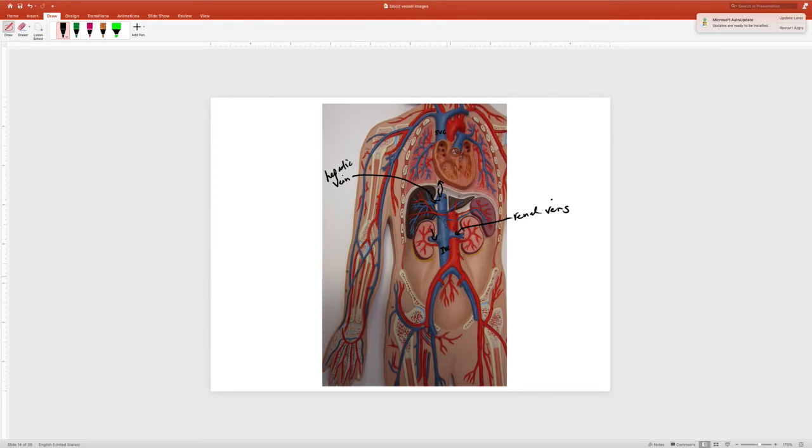But what we can see here is, as the inferior vena cava gets towards the iliac crest again of the coxal bones, we see it receiving blood from the common iliac vein. So we have right and left common iliac vein. The common iliac vein receives blood from the internal iliac vein and the external iliac vein.